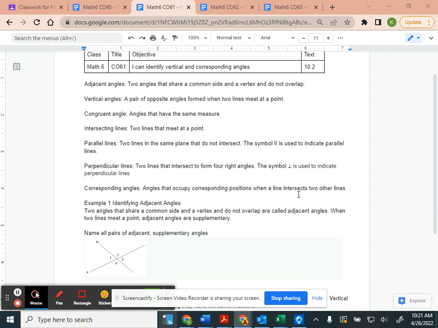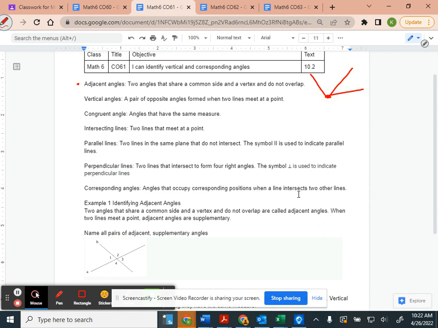So let's look at some of our key terms that we have. An adjacent angle are two angles that share a common side and a vertex, and they do not overlap. So they share a common side and the vertex. So that vertex is the point. So those would be adjacent angles because they're right next to each other. And they share the common angle point, that vertex.